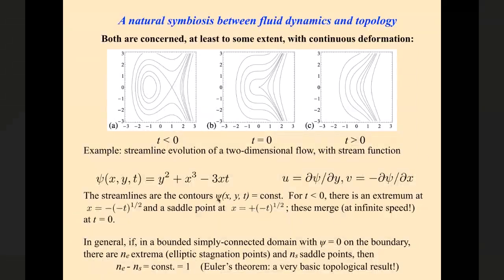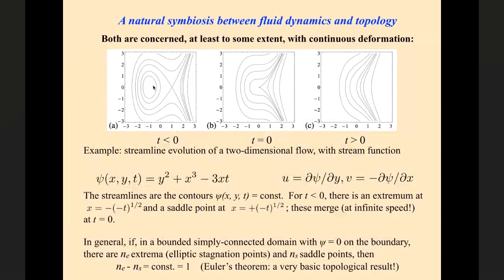The streamlines are the contours psi equals constant. For t less than 0, for t negative, there's an extremum at x equals 0, and a saddle point at x equals plus or minus (minus t) to the 1/2. So here they are. Here's x equals 0 up here somewhere, the elliptic point here, and the saddle point here.